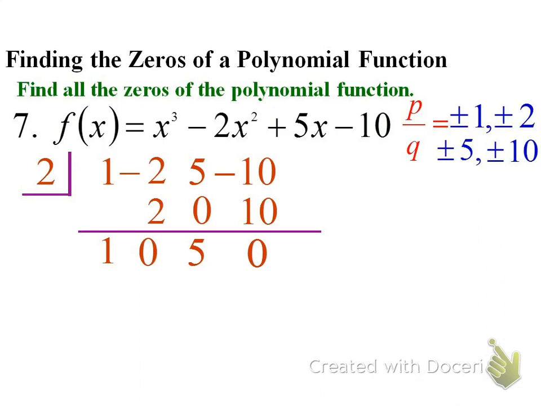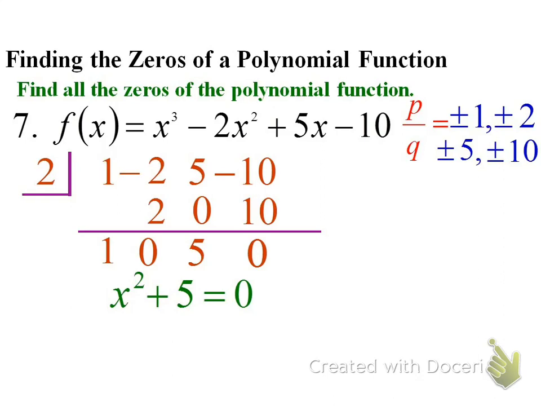How many more are we looking for? 2 more. We should have 3 total. We just found one of them. I heard somebody say it. Somebody say something. What's the polynomial we have now? What are we working with? X squared plus 5. Good. There's no x term because we have a 0 in the x column.